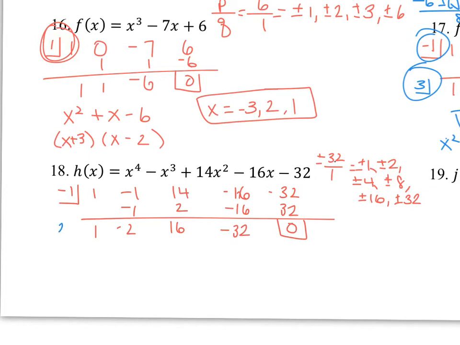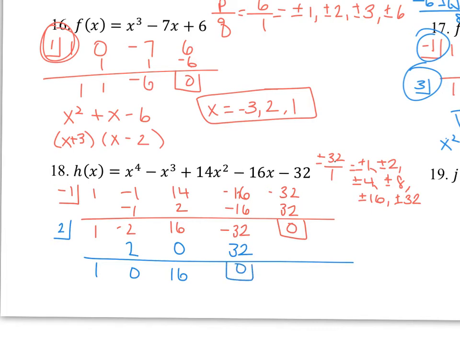Well, let's just try 2. I don't know if it's going to help me, but let's see. Bring down the 1. 1 times 2 is 2. That makes 0. 2 times 0 is 0. Add them up, I get 16. Oh, it's going to work. 2 times 16 is 32. Add 0. Done. So now I have x squared plus 16 equals 0. X squared equals negative 16. X equals plus or minus 4i. So x equals plus or minus 4i, 2 and negative 1.